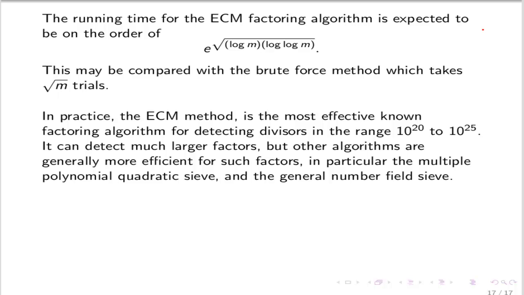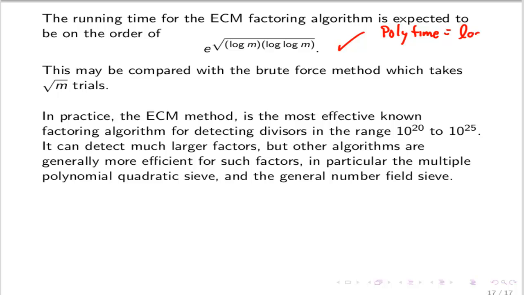Okay, so what is the running time for the ECM algorithm? So it's expected to be on this order, e raised to the square root of log m log m. So how would that compare with polynomial time? So you've probably heard of the expression polynomial time algorithms. So polynomial time would mean it should be some polynomial, some power of the number of digits of the number. So the number of digits of m is on the order of log m.